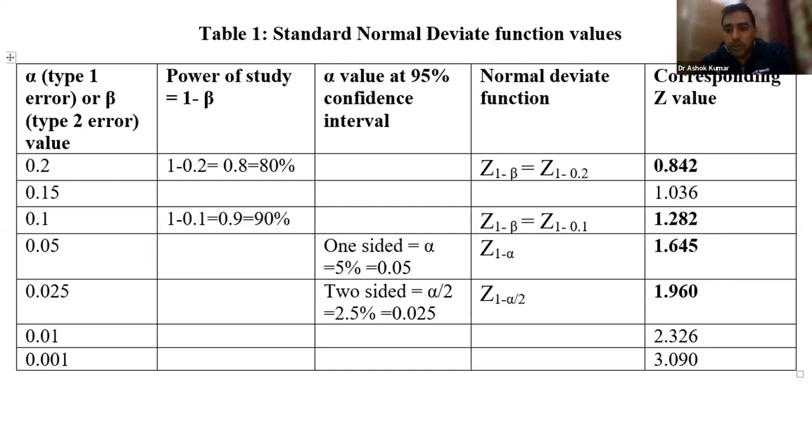So for others, you have to remember these three values: 0.84 at 80%, 1.28 for 90%, and 1.96 for 95% two-sided. Okay, level of significance is two-sided, that is 2.5% each side. If you want to calculate sample size at 80%, you have to remember two values, 0.84 and 1.96. If you want to calculate sample size at 90%, you have to remember two values, 1.28 and 1.96. So it's a simple thing, okay?